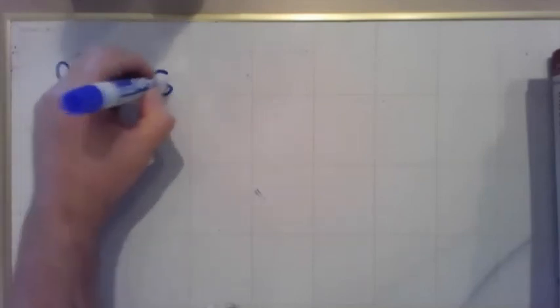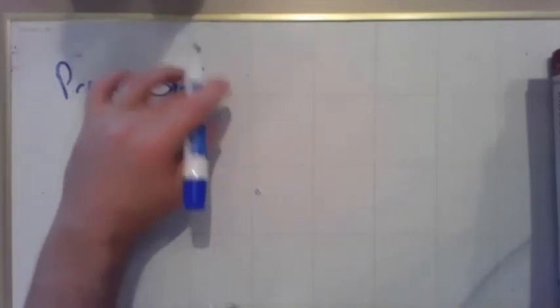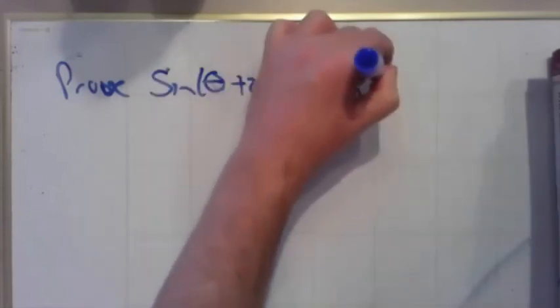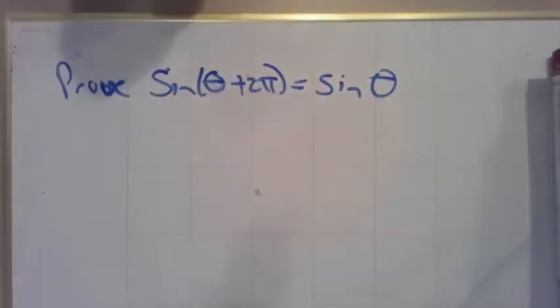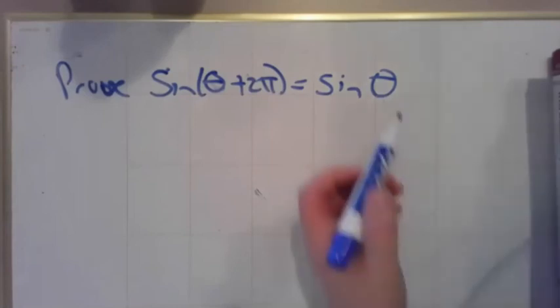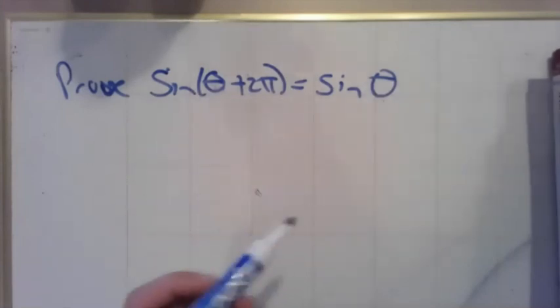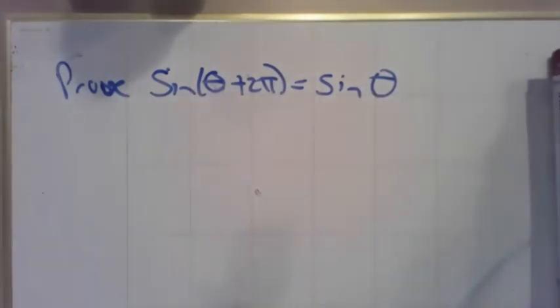Something else we could do with this. We've always said that the period of sine and cosine is 2 pi. I can prove that. I can prove that sine of some angle plus 2 pi is the same thing as sine of that angle. I'm literally proving that sine has a period of 2 pi here. So sine of 5 degrees is the same as sine of 365 degrees. If I add 360, I get the same answer.